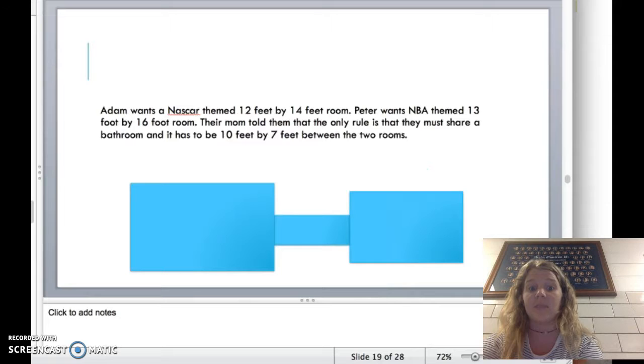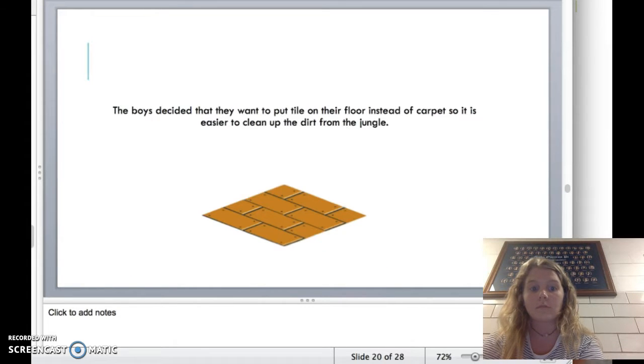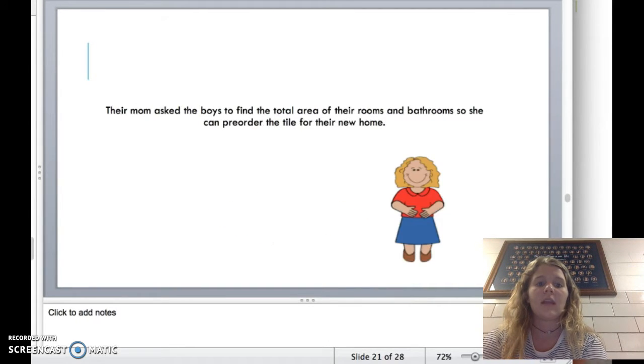Adam wants a NASCAR theme, 12 feet by 14 feet room. Peter wants an NBA theme, 13 foot by 16 foot room. Their mom told them that the only rule is that they must share a bathroom and it must be 10 feet by 7 feet between the two rooms. The boys decide that they want to put tile on their floor instead of carpet so it is easier to clean up from the jungle. Their moms ask the boys to find the total area of their room and bathroom so they can pre-order the tile for their new room.